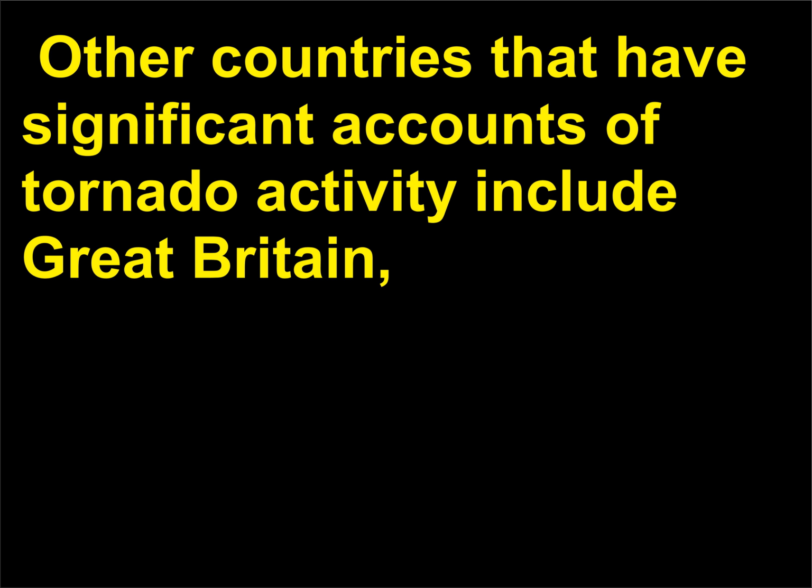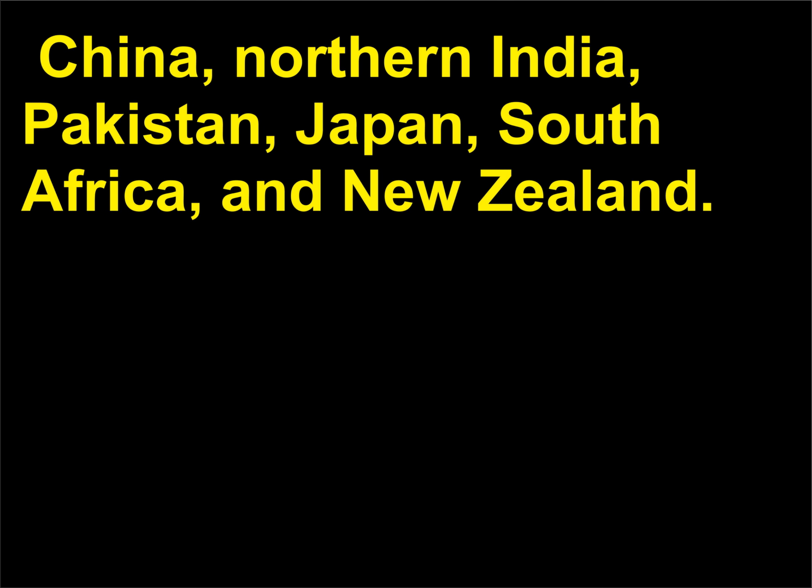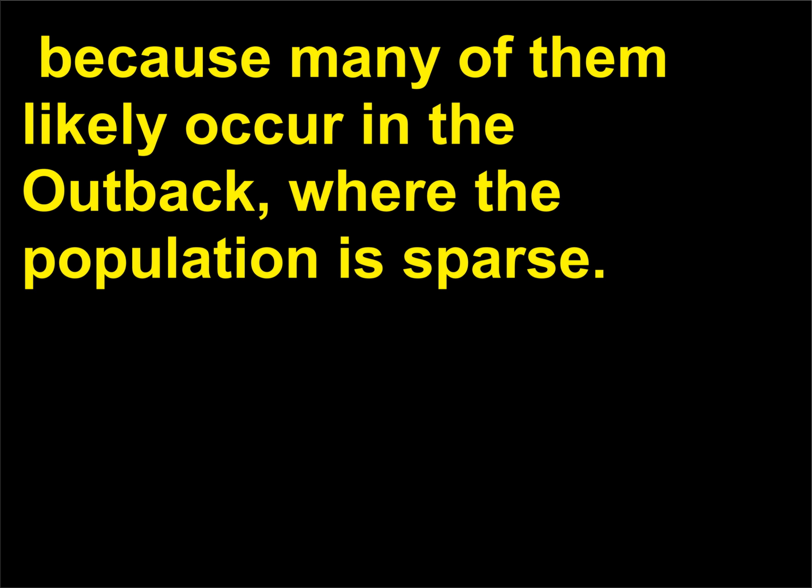Other countries that have significant accounts of tornado activity include Great Britain, Italy, Western France, Brazil, Argentina, Russia, Bangladesh, China, Northern India, Pakistan, Japan, South Africa, and New Zealand. England experiences a tornado about once every year and a half, and Australia probably has more tornadoes than are witnessed, because many of them likely occur in the outback, where the population is sparse.